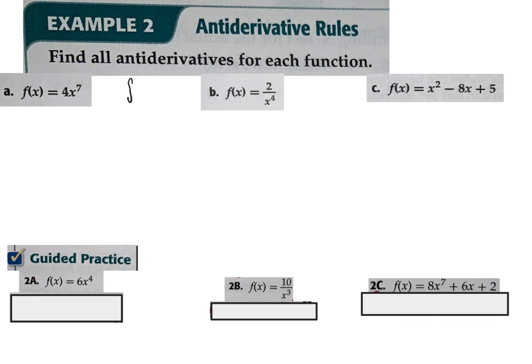That is integration. All right, so if we're finding the antiderivative of this, we're going to take this function, and we are going to add 1 to our exponent, and then we are going to divide by that new exponent, all right? So we have 4x to the 8th over 8, and we can reduce that, so we get x to the 8th over 2.